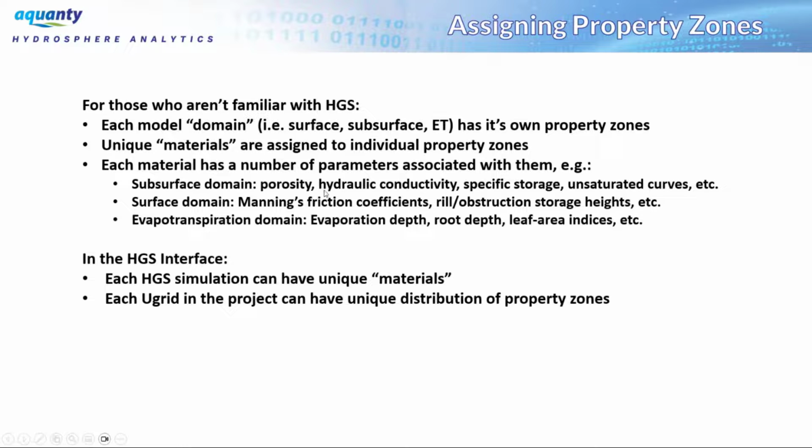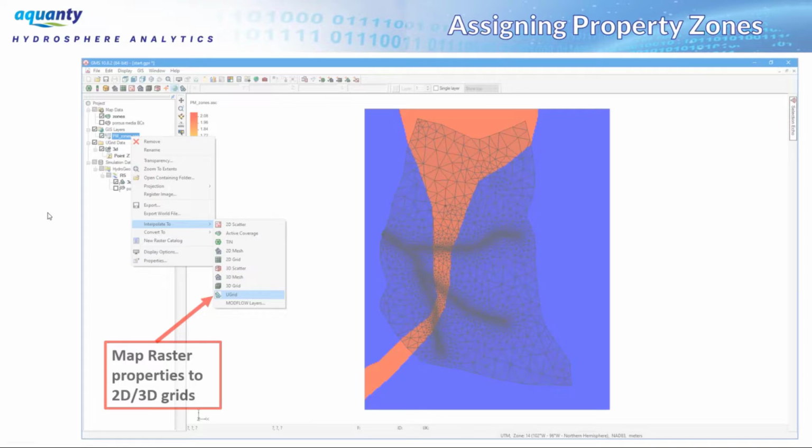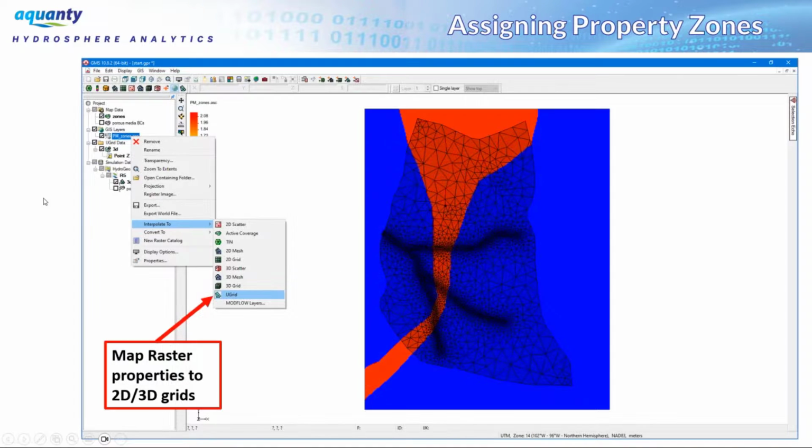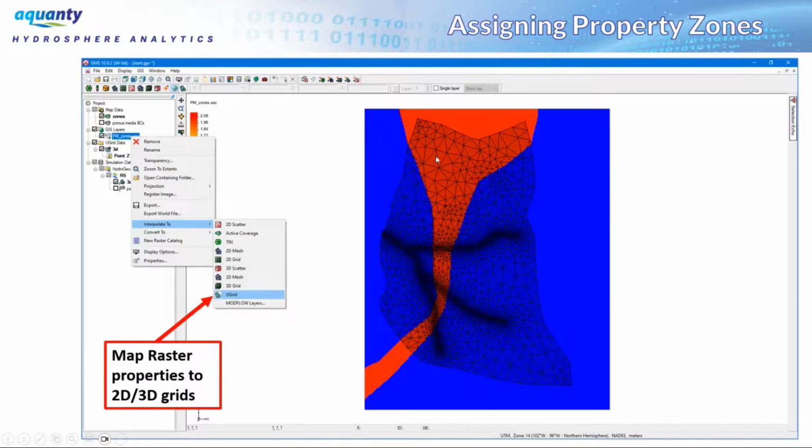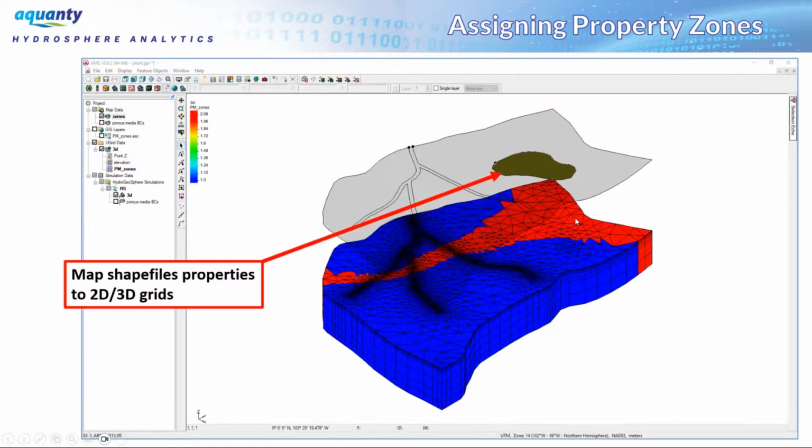The HGS interface within GMS supports this traditional workflow that's going to be familiar to HGS users. It just makes it a fair bit simpler to do this. So within the GMS interface, we'll be able to map things, for example, raster files, which delineate property zones directly onto a model mesh. And the end result is basically what's shown here at the bottom. We've taken a raster and intersected it with a model mesh to apply property zones.